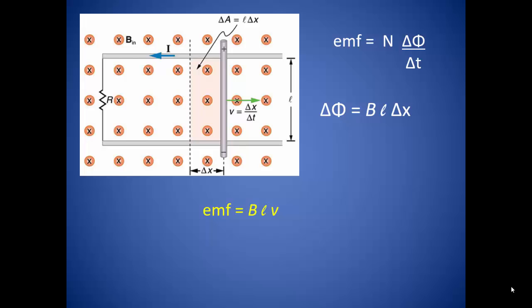This gives us the induced EMF of a moving conductor, but it does have the restriction that the direction of the magnetic field, the direction of the velocity, and the orientation of the metal rod all be perpendicular to each other. So a conductor with a length L moving at some velocity v in an external magnetic field with a magnitude of B will cause a change in the magnetic flux that will produce an EMF. Since the EMF is caused by the conductor moving, we call it motional EMF.